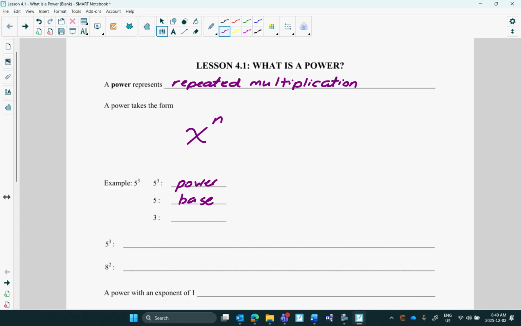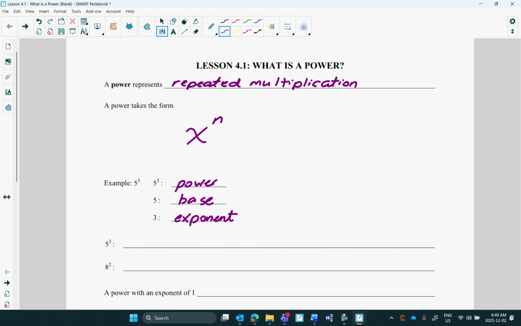What about the little number? Come on, you should know this. Exponents. Okay. So a lot of times we call them exponents, but really they're called powers when you talk about the two numbers together. Just the little number is the exponent.